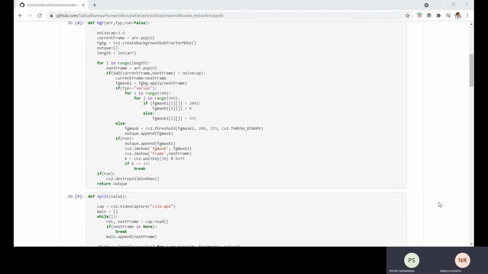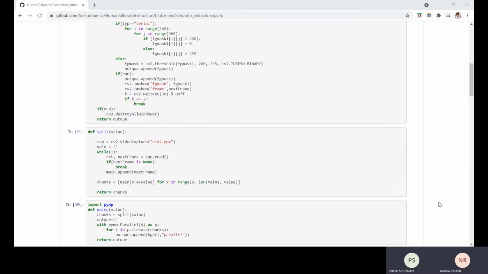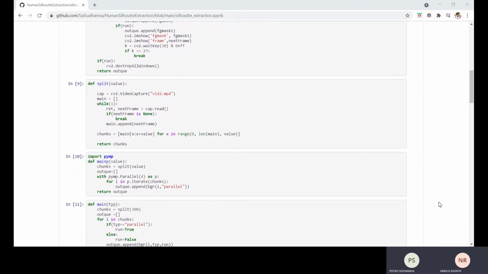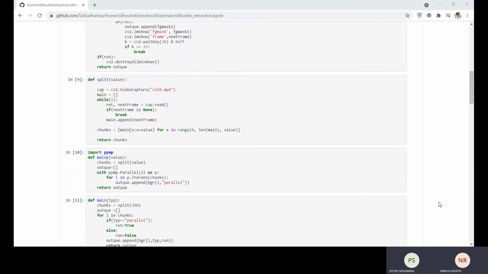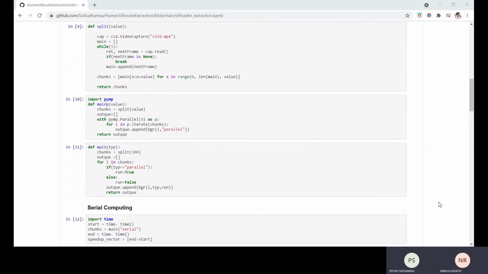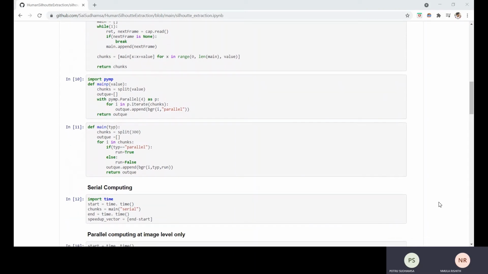The split function is used to split the video into chunks so that the chunks can be run in parallel. Now I have defined two main functions, main and main p. Main p stands for main parallel, which is used for parallelization. In parallelization, we take a particular number of frames at a time, and that is given in value. For example, if the value is 100, we divide the video into chunks of 100 frames.